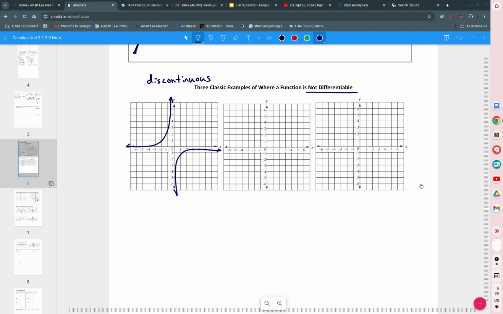In this graph, if we have a corner, I'm going to produce a graph that has a corner. This is not differentiable at -2 because it's a corner. And finally, this graph right here, somebody brought this up the other day. I can't remember which student. Might have been in the other hour, I can't remember. But here you have a vertical tangent.